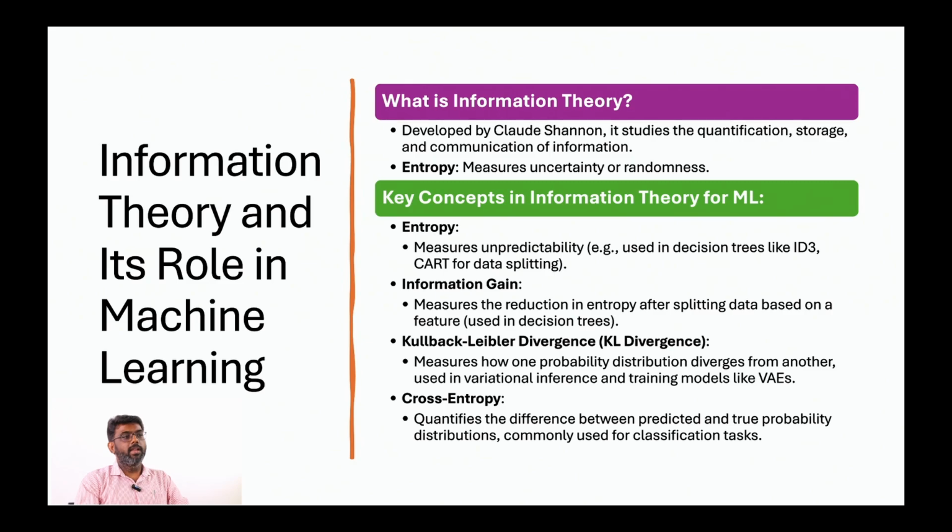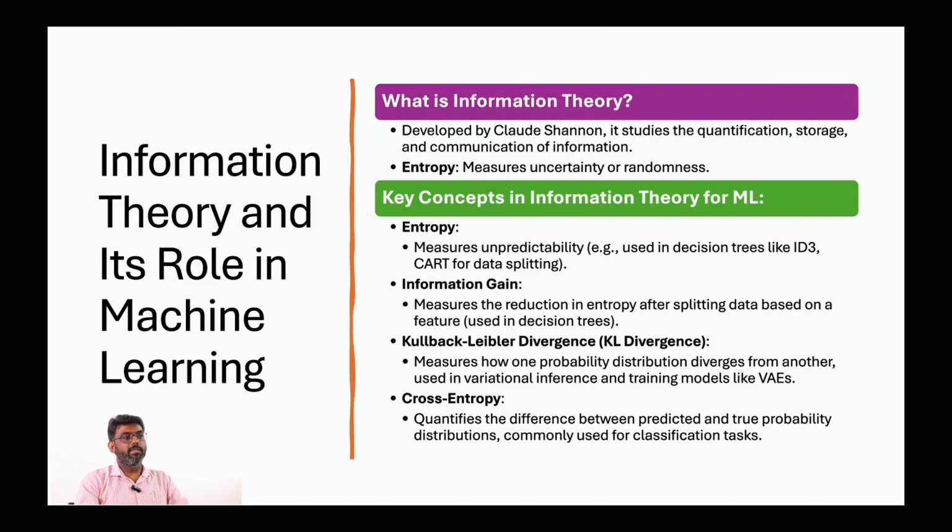For example, in decision tree algorithms like ID3 or CART, we use entropy to decide how to split data into subsets. A feature that leads to higher information gain, that is lower entropy, is preferred as a split point. Information gain is a metric used to measure the reduction in entropy after splitting the data based on a feature. It's widely used in decision trees to select the most informative features for making splits.